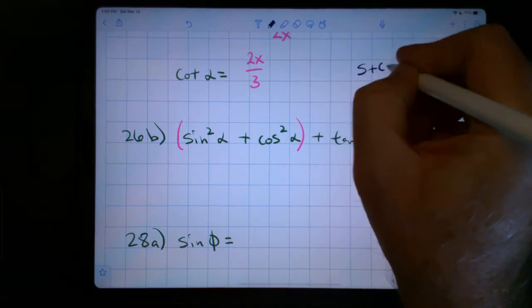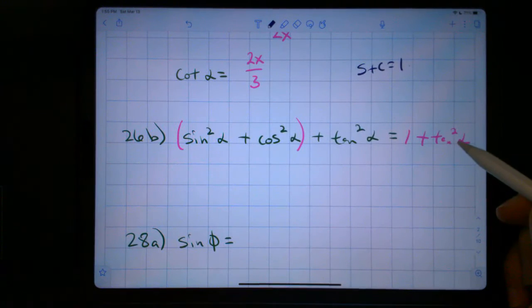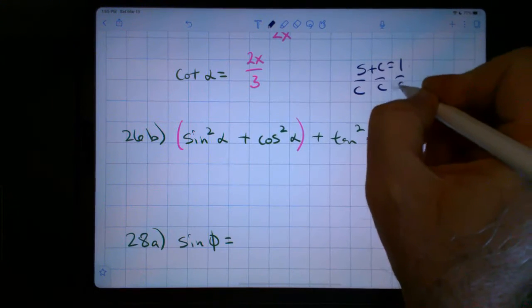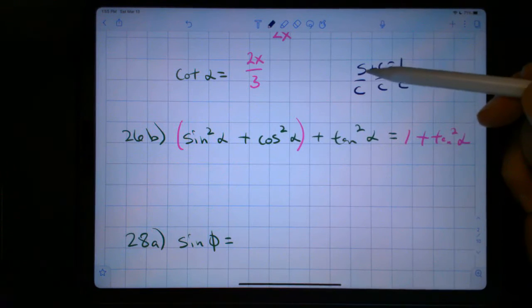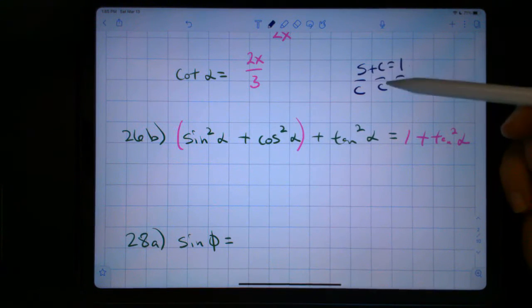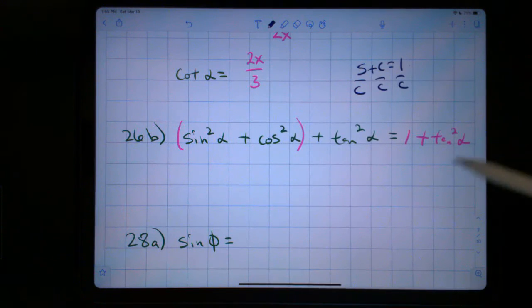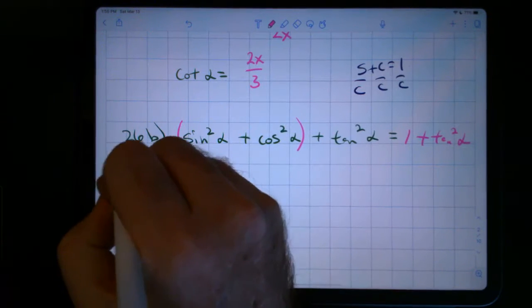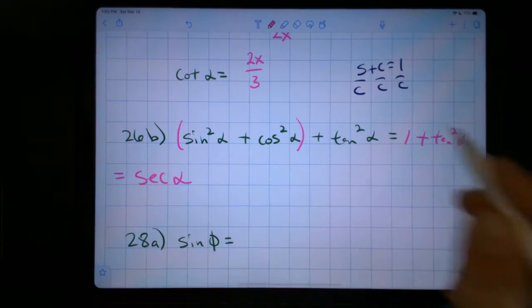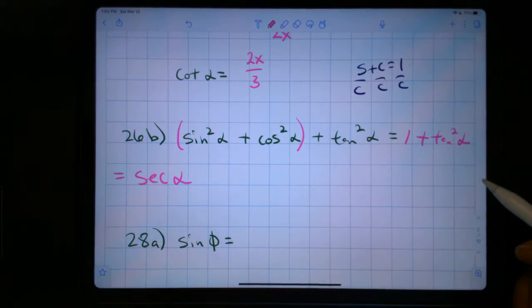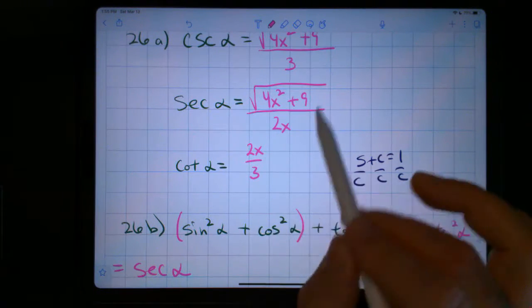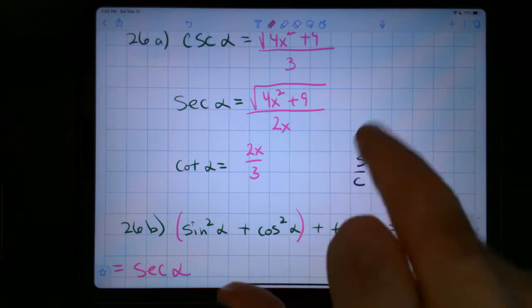So if we have s plus c equals 1, tangent is sine over cosine, divide everything by cosine, and so we get tangent squared plus 1 equals secant squared. So this is the same thing as secant of alpha. But we established the secant of alpha was this number. They're the same number.